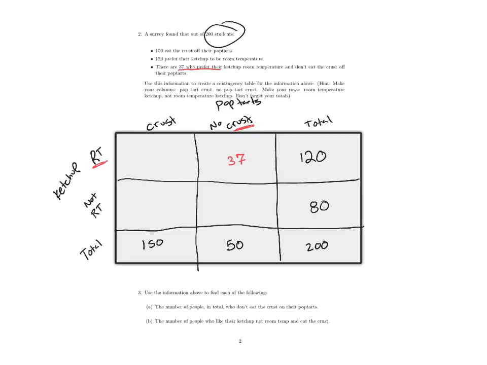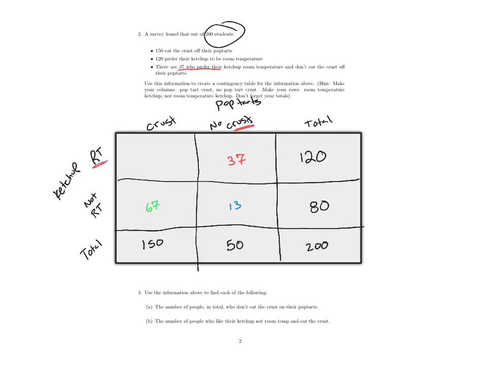Once I get that number, I can fill in the rest of the table by using subtraction or addition. Remember, my contingency table is additive. All my rows and columns have to add up. So if I have 50 total no crust people and 37 of them like room temperature ketchup, that means the remainder, or 13 of them, must like not room temperature ketchup. Once I've gotten that, I can use this row. It needs to add to 80, which means if I've got 13 here, I must have 67 right here.